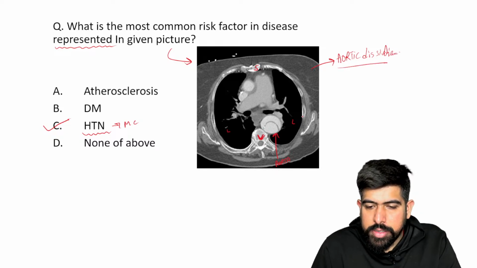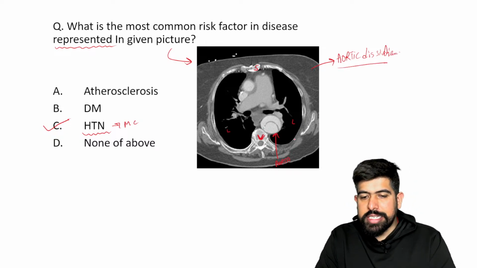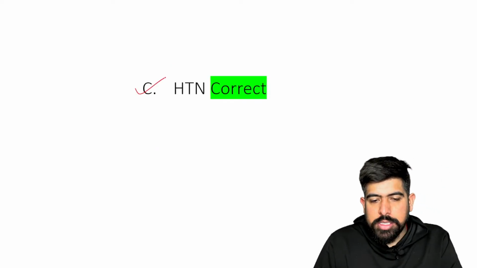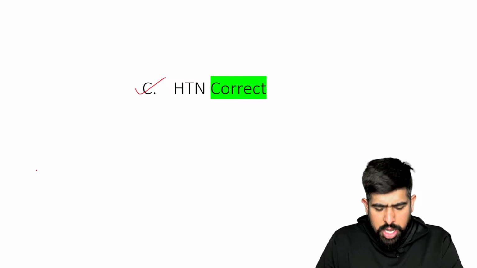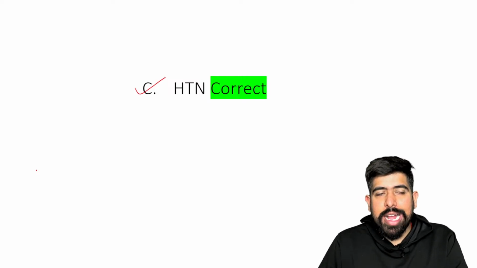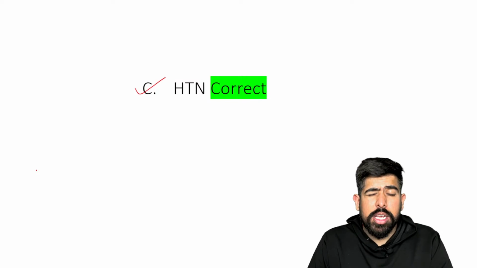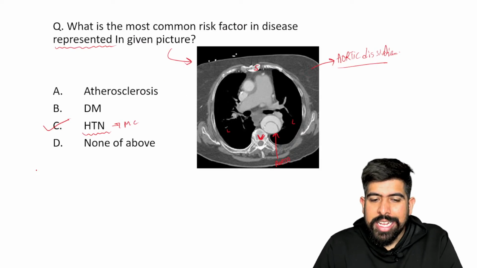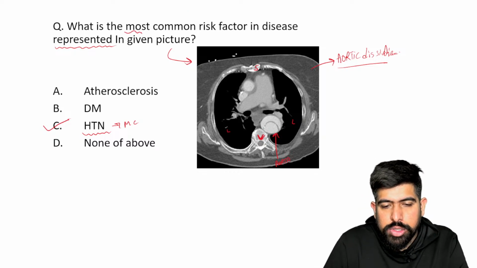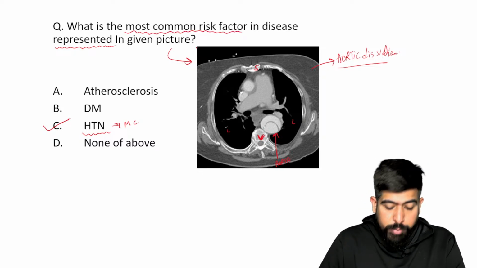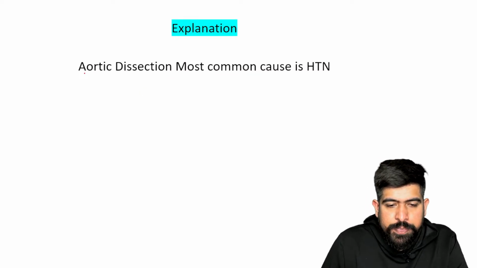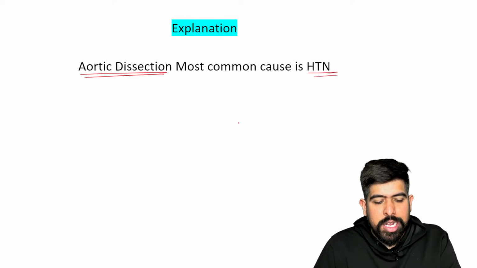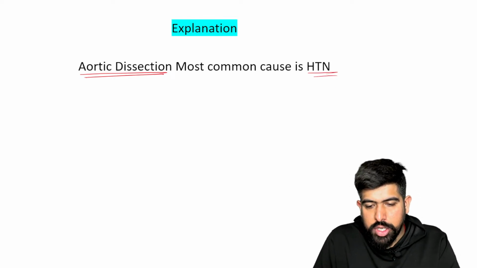Okay, so remember about this case. This is the tannous wall appearance which is seen in aortic dissection. So the most common cause of aortic dissection is hypertension. It is not related to diabetes mellitus. Atherosclerosis can also be a risk factor, but not the most common. The question is going to ask you about the most common risk factor, and the most common risk factor is hypertension. I already mentioned, the most common cause of this is hypertension.